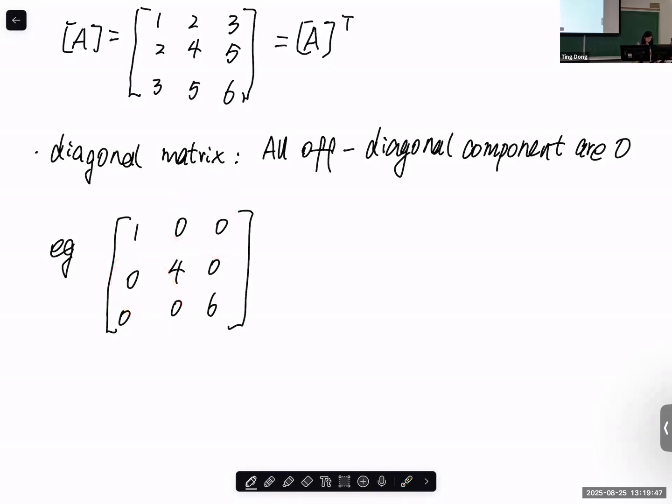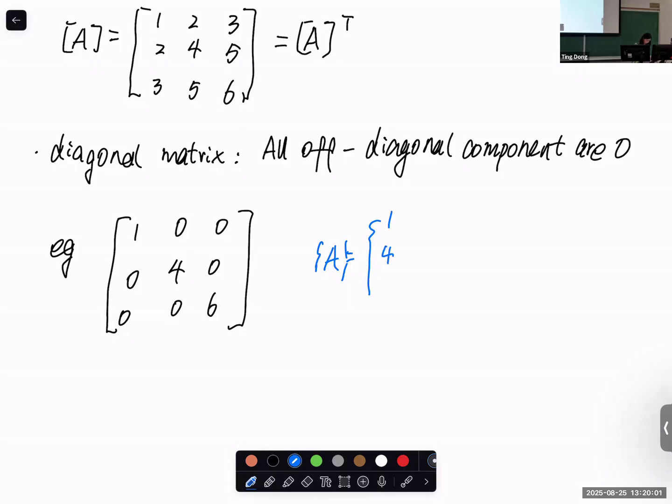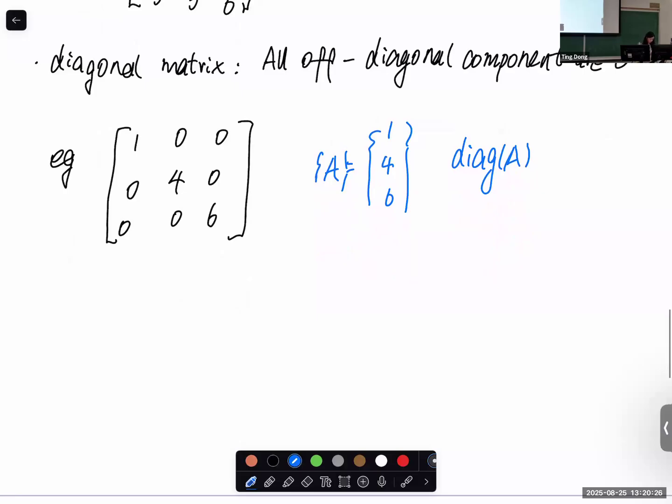What you can do is just define a vector. Let's use a different color. In MATLAB, you can define a vector, for example 1, 4, 6, and then use diag(A), and MATLAB will generate an n by n diagonal matrix for you, instead of you typing all the zeros and wasting your time.